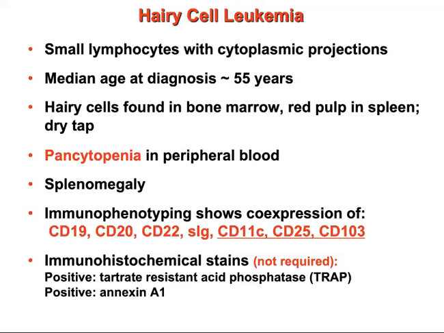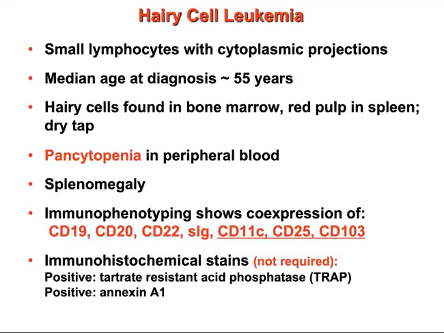But luckily, there's immunophenotyping, so we can do flow on these cells. We can look at morphology, we can do flow. The immunophenotype will show co-expression of CD19, 20, 22, and surface immunoglobulin. It will give you a nice and bright expression of CD11c, CD25, and CD103. So those are the ones. It has B-cell markers, but it also has hairy cell markers, which is nice.